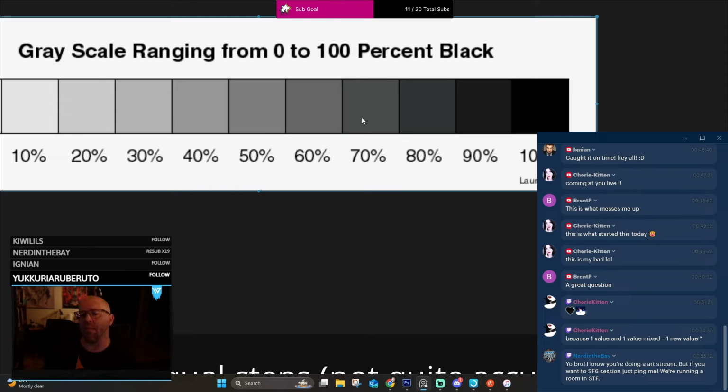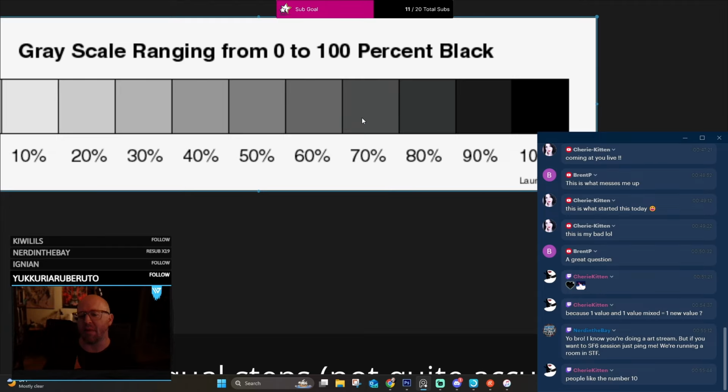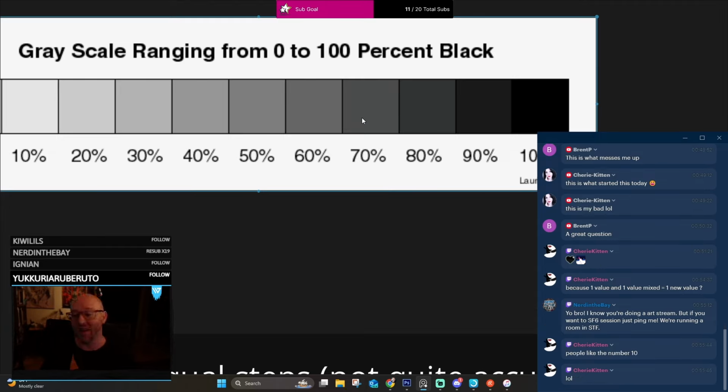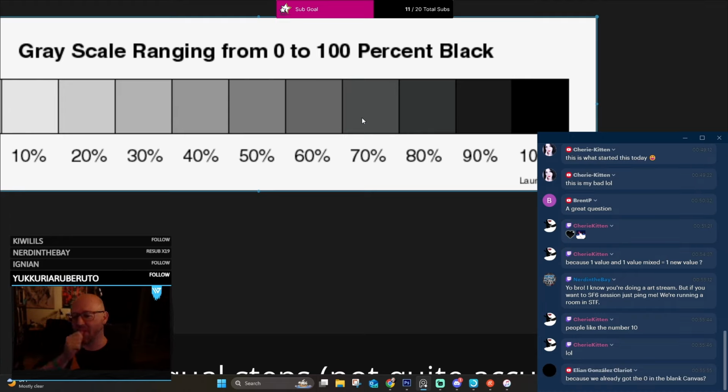Does anyone know why this is the most popular value scale to create things with? Once I show you the inside of the matrix of it, you're going to... people like that. Okay, so there's one. I mean, that's probably as good of a reason as the real reason, but there is structurally a reason why. Because we already got that. Okay, so Alien says we already got this here in the blank canvas. So maybe.